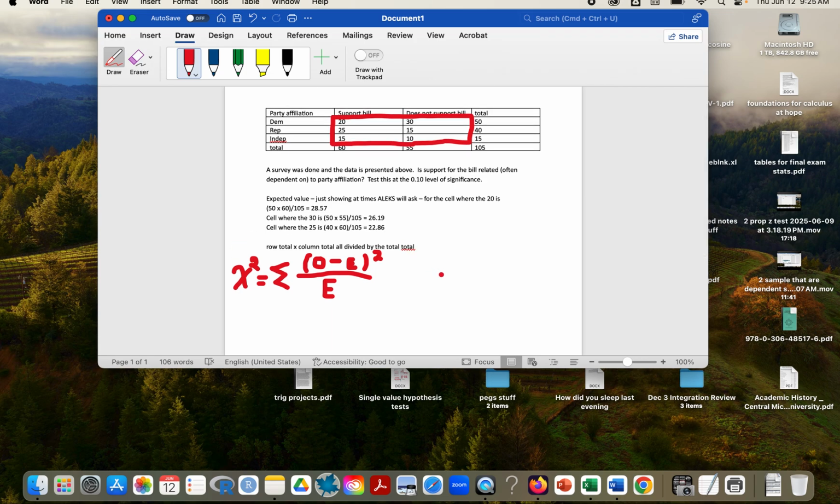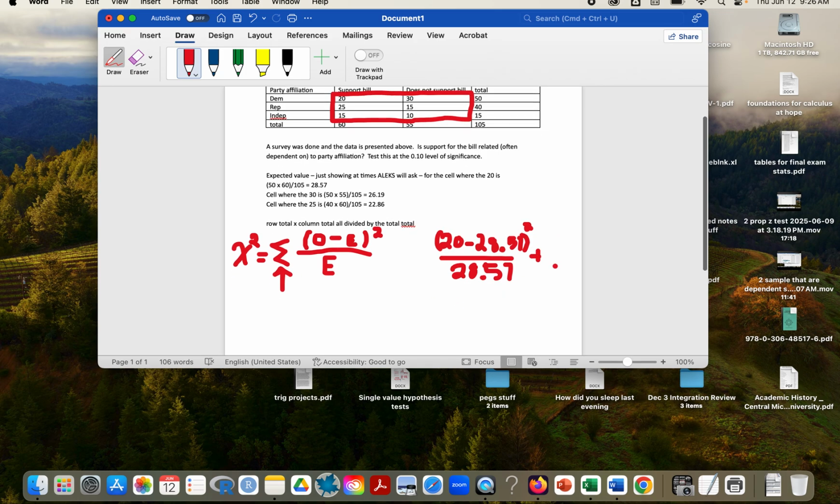And so I'm just going to do one cell of this. The observed value is 20. So what we would do is write 20, I'll do two cells now that I say this, minus the expected, which is the 28.57. And then that's going to be squared, and then it's divided by the expected, which is 28.57. And then this summation here tells us to add on the next relationship, and that's going to be observed is 30, and then minus the expected value, which is the 26.19.